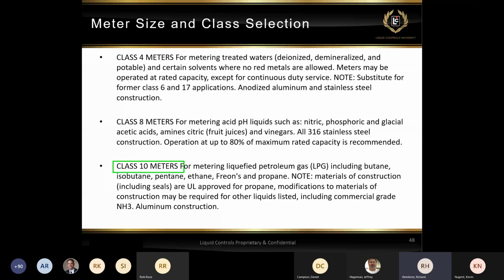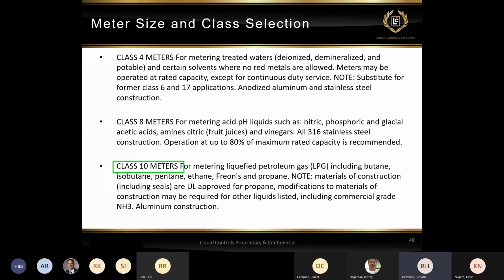Class 14 meters for your crude oils, number 6 fuel oil, animal fats, also for heated and more viscous products. It's aluminum construction body. The class 16 meter for your general solvents, your methanols, toluene, alcohols, including ethanol.